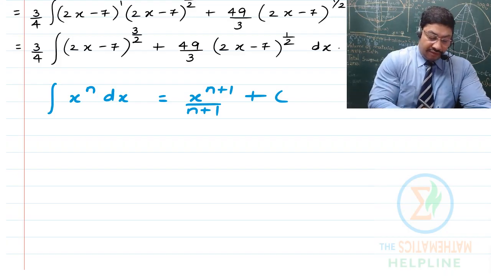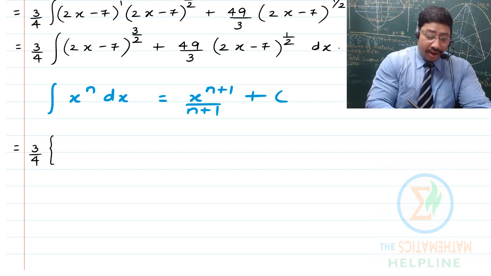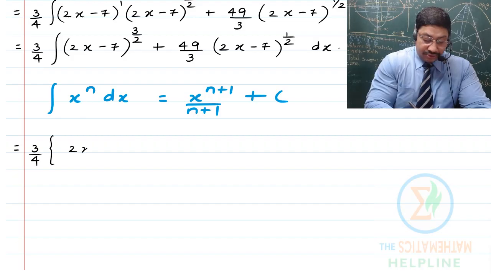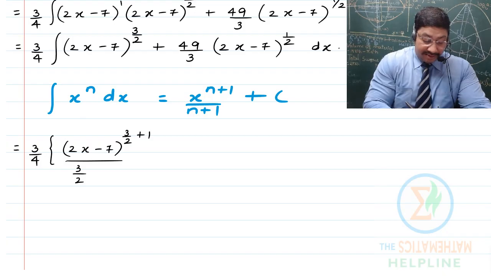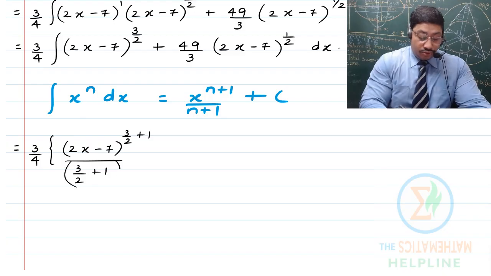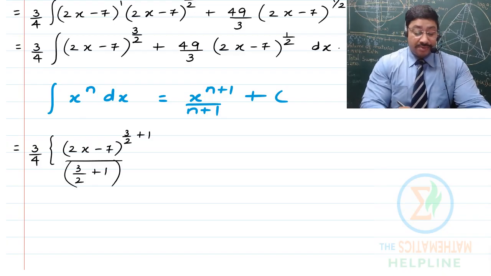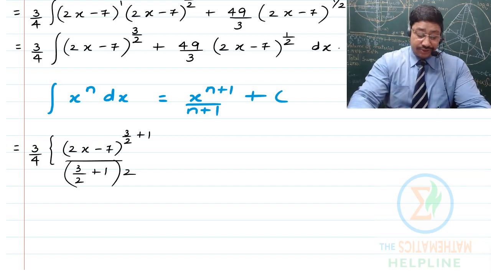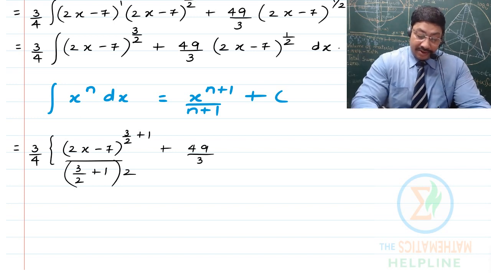So as such, now further to integrate, this is going to become 3 upon 4, which is still standing outside quietly. Good boy, right? And then we have 2x minus 7, which is now raised to the power 3 upon 2, to which 1 is to be added after getting integrated. Now this is to be divided by 3 upon 2, to which 1 is to be added, just like the formula we looked up just now. But remember, the denominator also requires to be multiplied by the coefficient of x, that is 2, right?